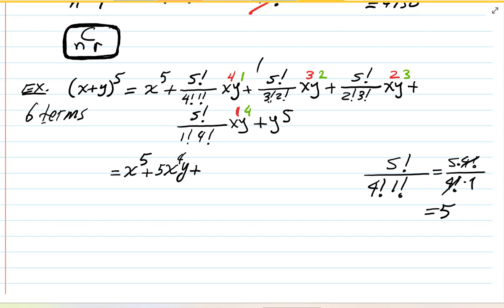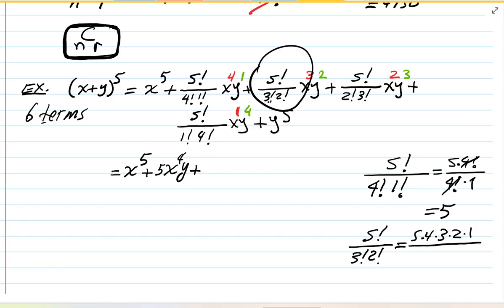Next fraction is this one. 5 factorial over 3 factorial, 2 factorial. You want to write it out. The numerator, 5, 4, 3, 2, 1. The bottom, 3, 2, 1 times 2, 1. Right? 3 factorial, 2 factorial. The 1, 2, 3 on top and bottom cancel. On top, I have 20. The bottom, 2. 20 divided by 2 is 10. So here's your next number, 10. And we're going to go x cubed y squared.